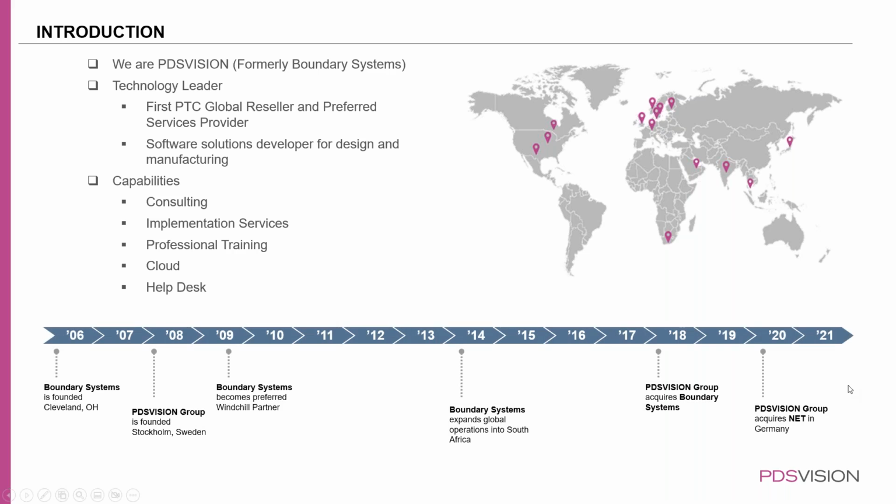A little bit about our company, PDSVISION. You can see the timeline below of when Boundary Systems was founded. It was founded in 2006 in Cleveland, Ohio. Then we became the preferred Windchill partners in 2009. Then we got acquired by PDSVISION Group in 2018, and since then, we are under a single umbrella, which is the PDSVISION Group.